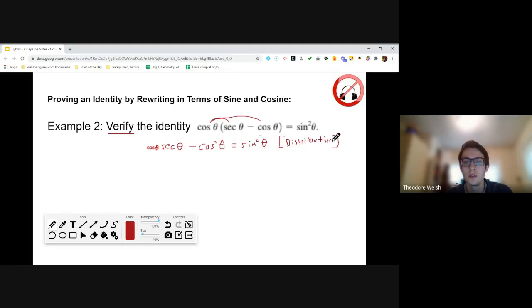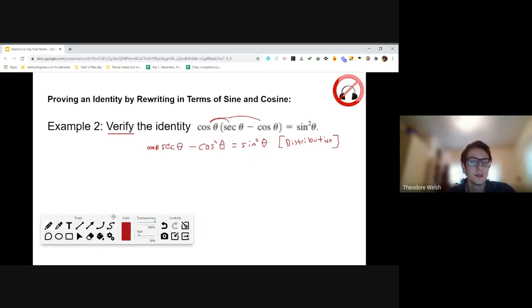So I'll just say distribution. It doesn't have to be anything fancy. You can say distributed property, that is what it is. But if you want to just say distribution, that's fine. So we have cosine times secant minus cosine squared equals sine squared.